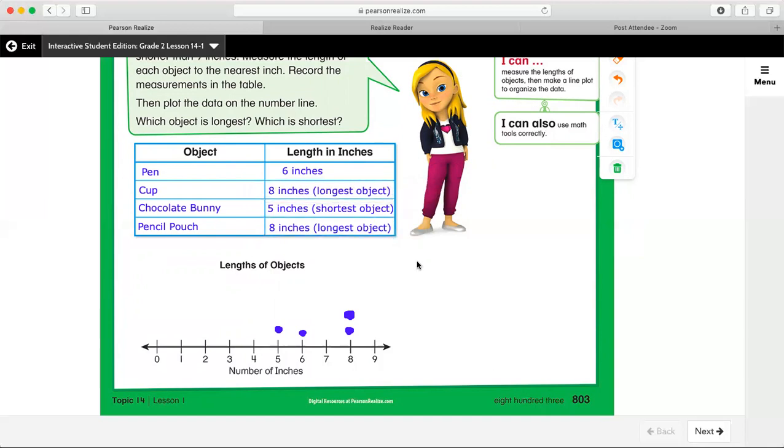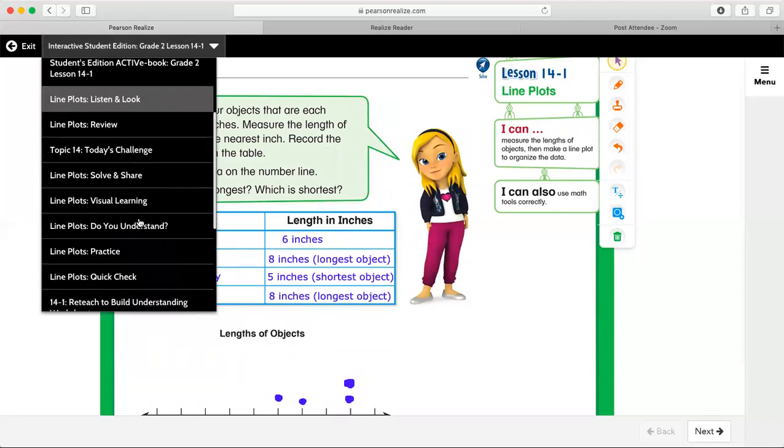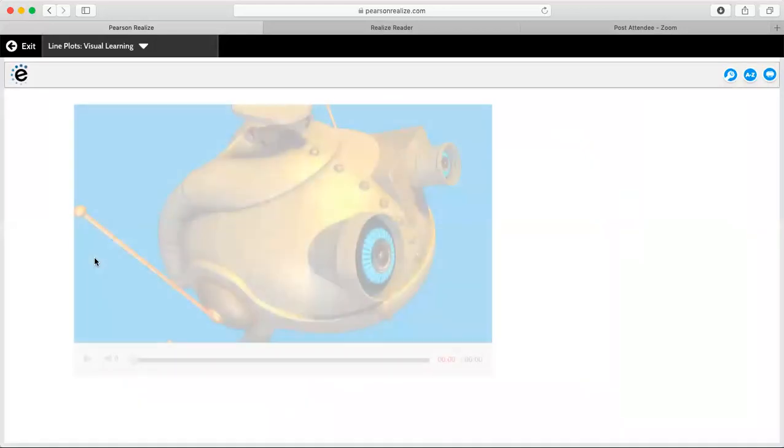Okay. Pretty simple. Line plots are pretty easy. Okay. So I'm going to show you a video here. So let's watch together.